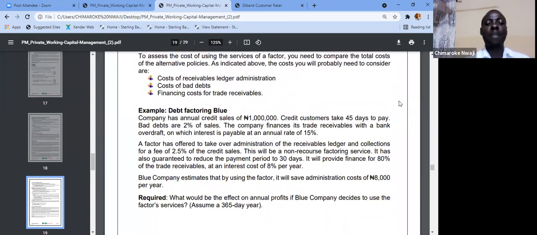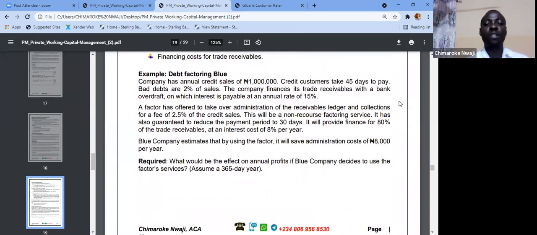Now let's look at an example here, debt factoring, Blue. A company has annual sales of 1 million naira. That's the annual credit sales. Credit customers take 45 days to pay. Bad debts are 2% of sales. The company finances trade receivables with a bank overdraft on which interest is payable at an annual rate of 15%. Now that 15% is the cost of receivables.